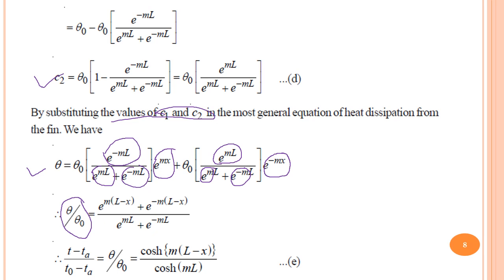If I want the dimensionless temperature variation, theta by theta 0, we get e raised to m into L minus x plus e raised to minus m into L minus x, divided by e raised to ml plus e raised to minus ml. According to mathematics, theta by theta 0, that is temperature axis T minus TA divided by T0 minus TA, equals cos h, where this h is a hyperbolic function.